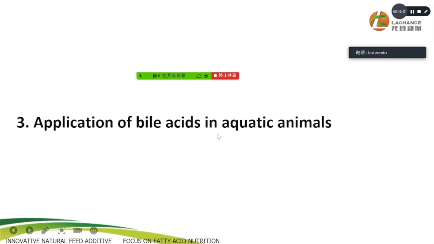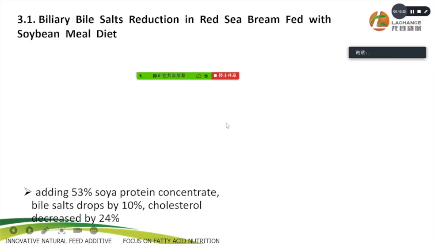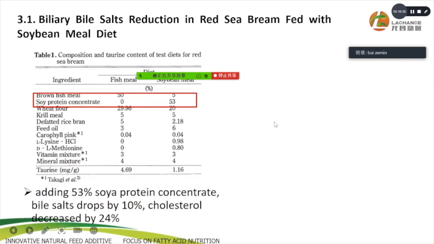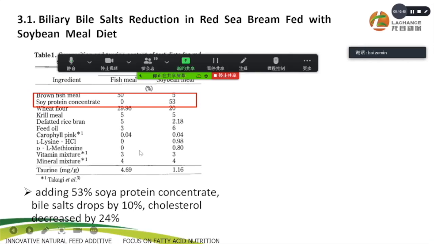And the third part is the application in aquatic animals, but actually for poultry, for ruminants, for swine, they are also using it quite commonly in China. Okay, I will just share a few papers and research that have been done in aquatic animals. If you Google, you can get plenty of research on this.